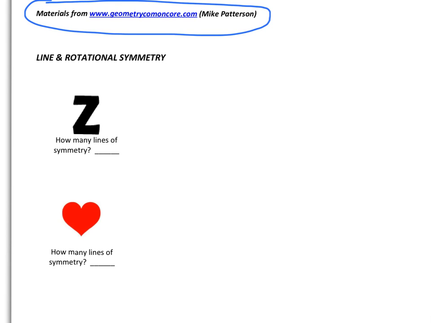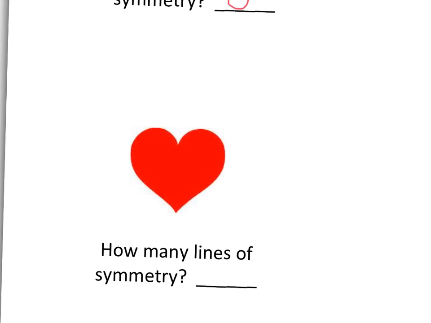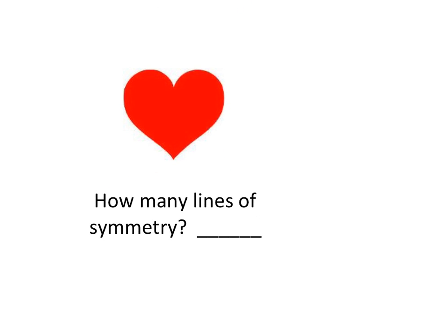Okay, on to symmetry here. The letter Z, line and rotational symmetry for Z. There is nothing we can do to this letter Z as far as making a line that will have it flip over itself and be symmetric on both sides. So there are no lines of symmetry for that letter Z. The heart, however, if we split it right down the middle with a vertical line, there is one line of symmetry where that heart could fold onto itself and be symmetric right to left.